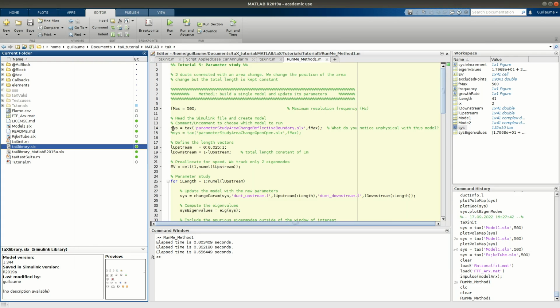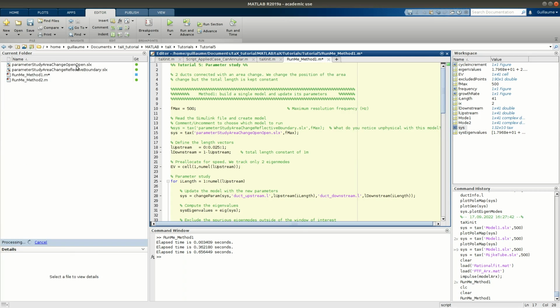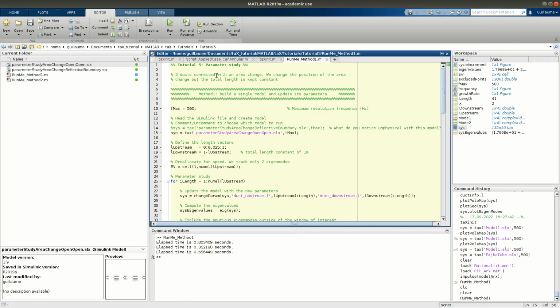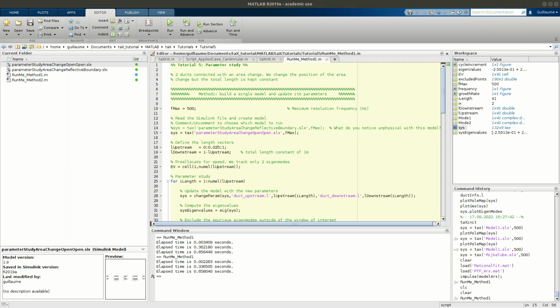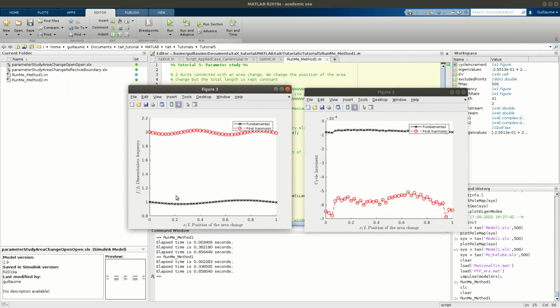We can check that by rerunning the same code, but with the model where we use open boundaries. And if we do that, it takes a bit of time to reproduce the figures again. And we obtain those two figures.